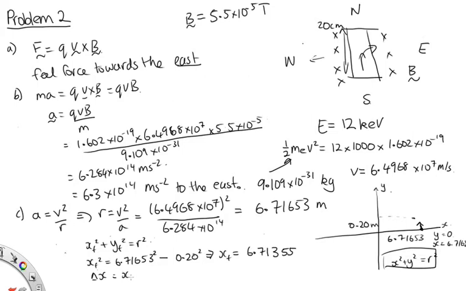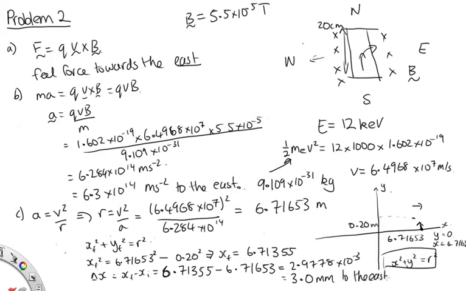And so the change in x, which is how far it's moved in the east-west direction, is equal to x final minus x initial, which is 6.71355 minus 6.71653. Now we're going to end up with a negative answer, but we know it has moved towards the east, so we can just ignore that negative sign. What we end up with is 2.9778 times 10 to the minus 3, which is equal to 3.0 millimeters to the east, its displacement as it goes through that tube.